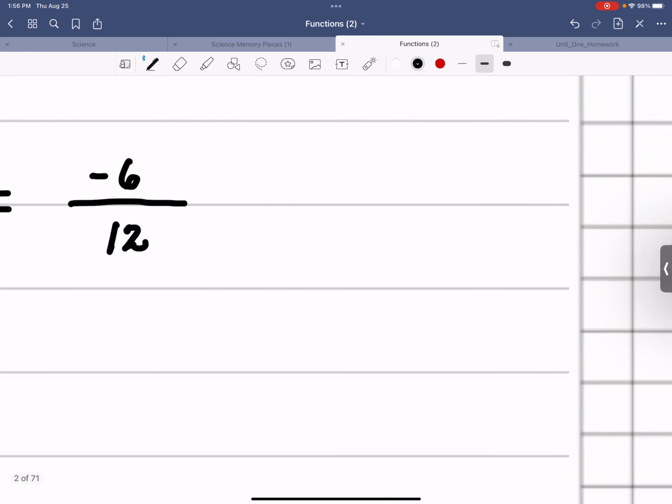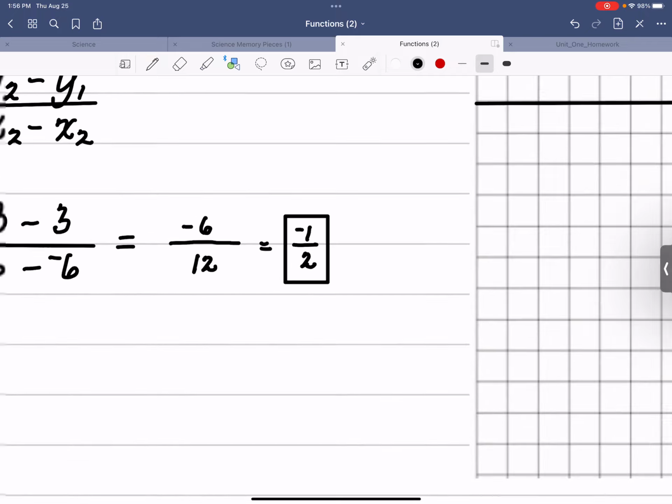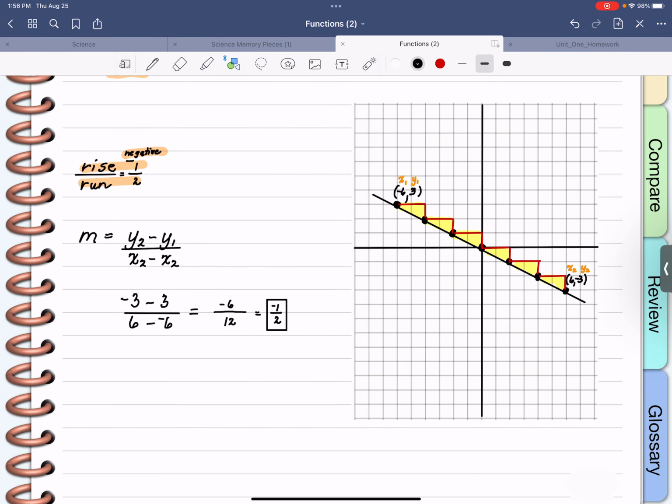And then what do you know about 6/12? 6 into 6 is 1. Keep the negative sign. And 6 into 12 is 2. And look at that. We already knew that. I can look at the graph and tell you that. It just depends on whether or not you have to use your slope formula.